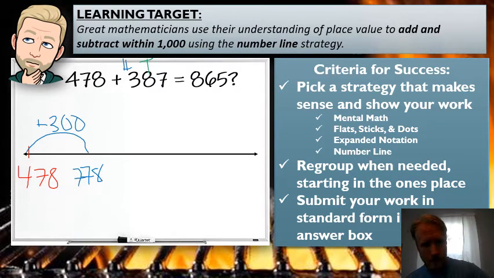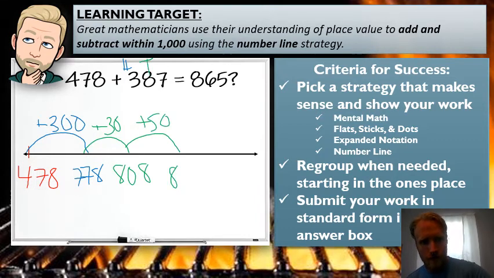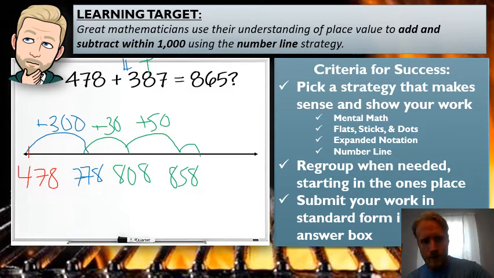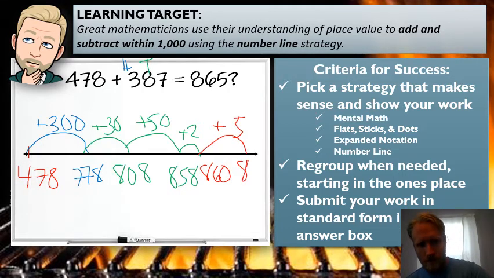Now we can do our tens place. I see there's 8 tens. All right, so 78. So I'm going to do first a jump of 30. Because I know 70 plus 30 is 100. So that brings me up to 808. Now I can do the remaining 50. So that brings me to 858. And then we can add in the last 7. So I'm going to add in 2 more to bring me to my friendly 860. And then final 5 brings me to 865.